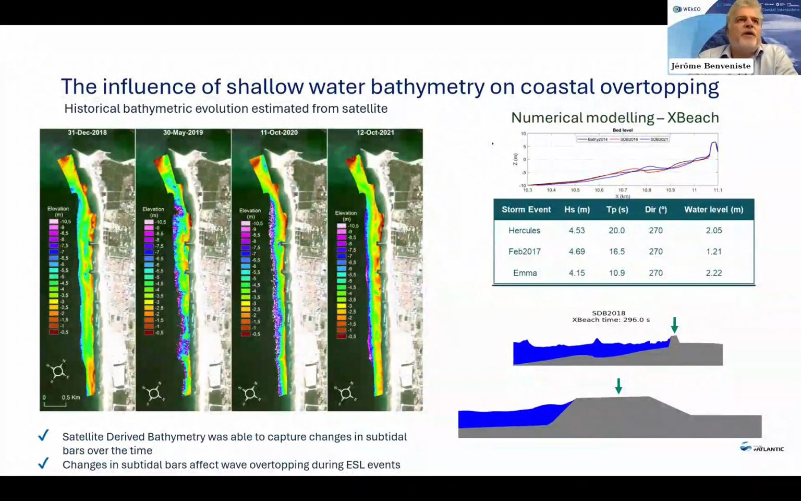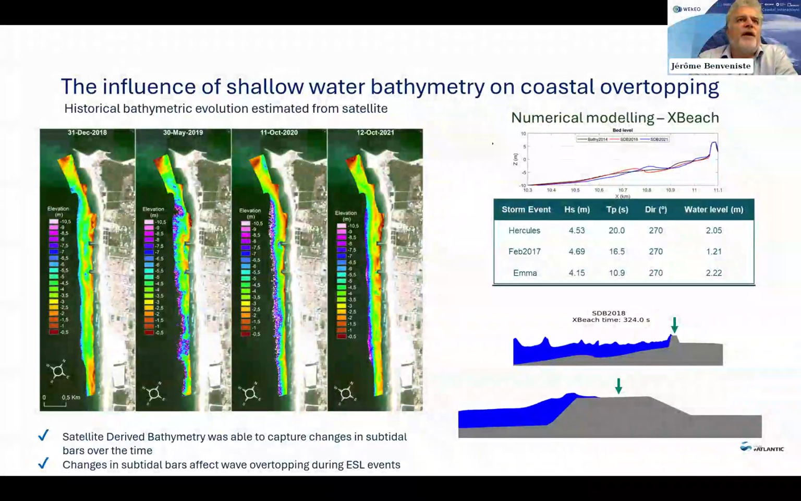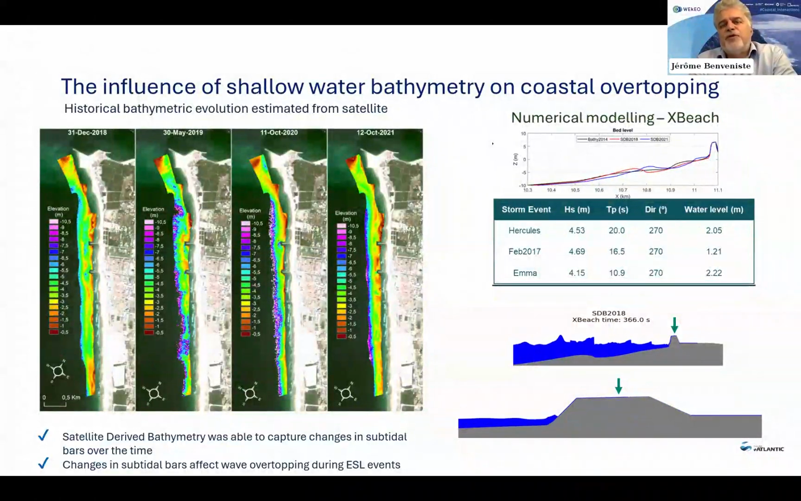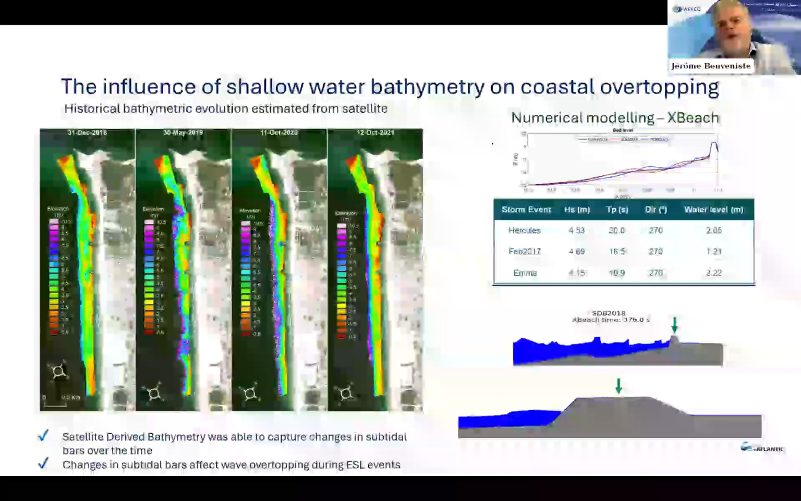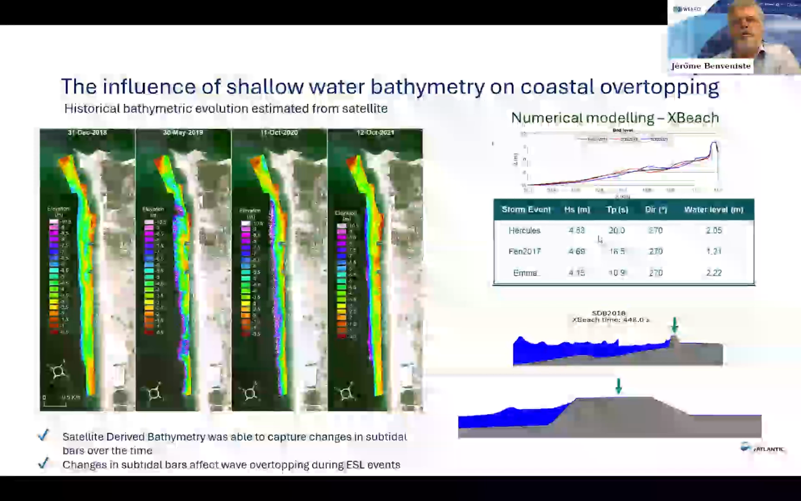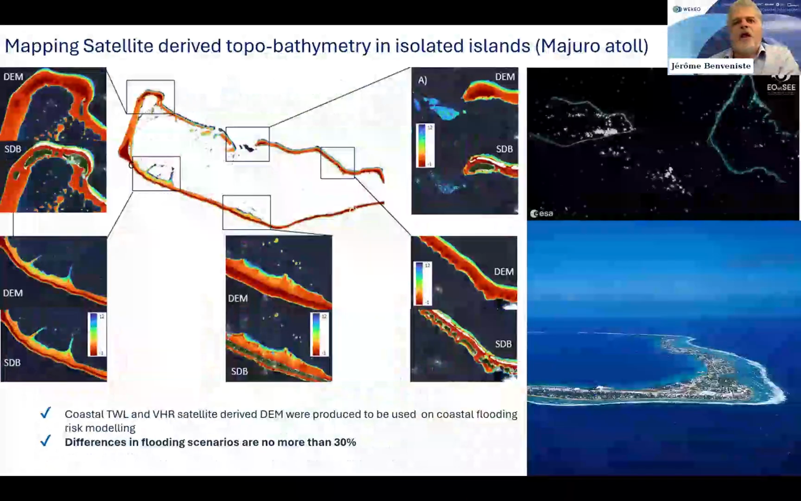And then we look at the influence of shallow water. So we have this historical evolution of shallow water made by satellite-derived bathymetry. And this animation shows you the different types of waves that hit the coast here. And you see here there's overtopping. And we did that for different storm events, and basically where the water level was also around 2 meters.